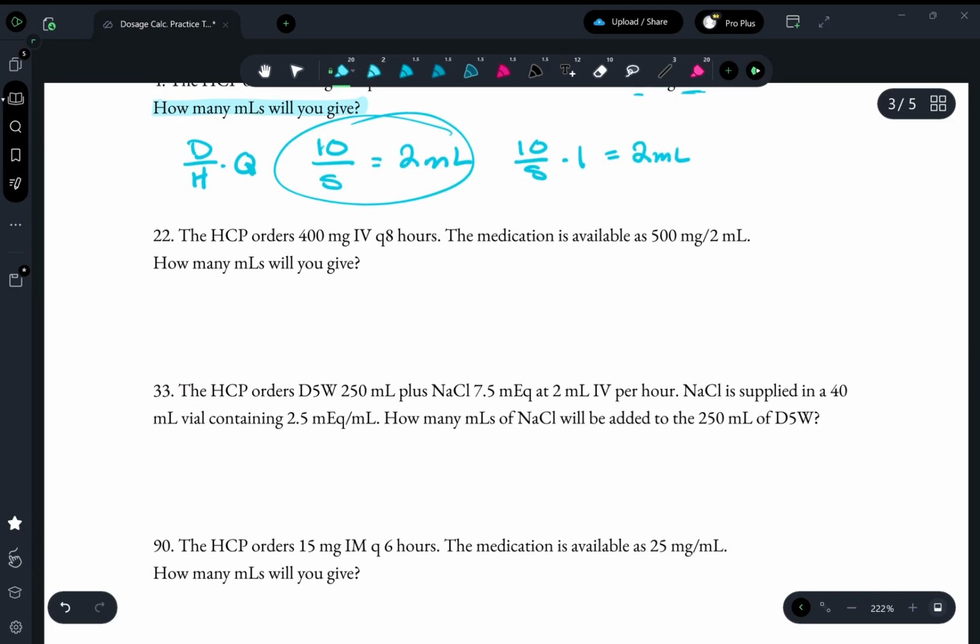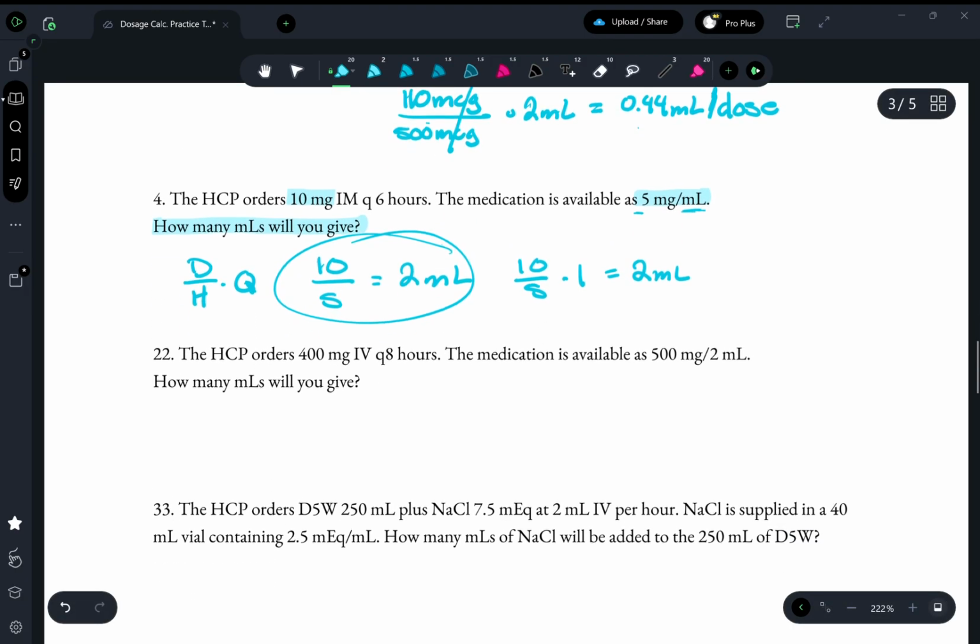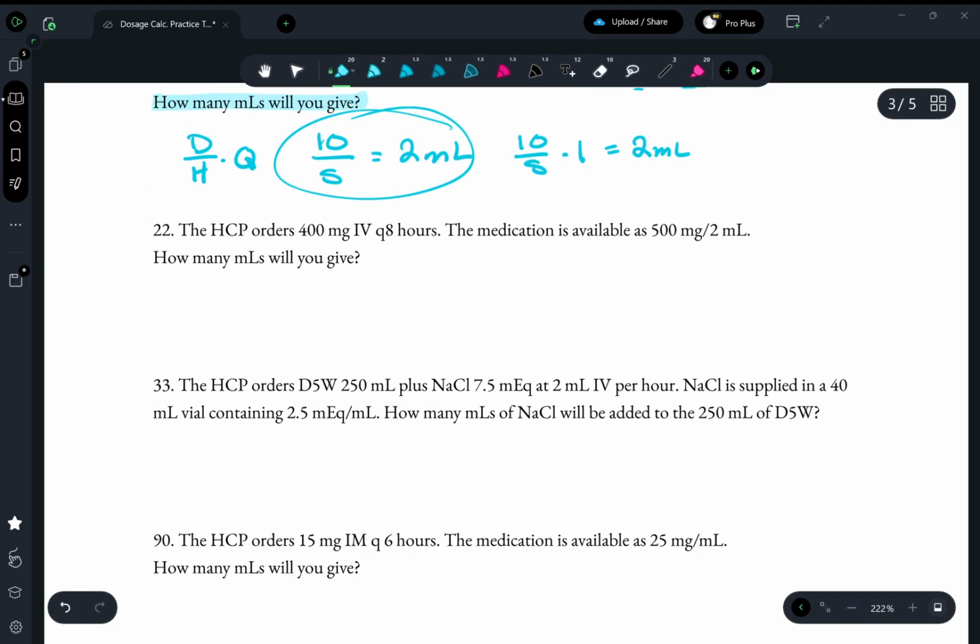Okay, on to question 22. So we're skipping ahead to page 302. Wait, 22? Yeah, page 302, question 22. My notes are written wrong. Okay.